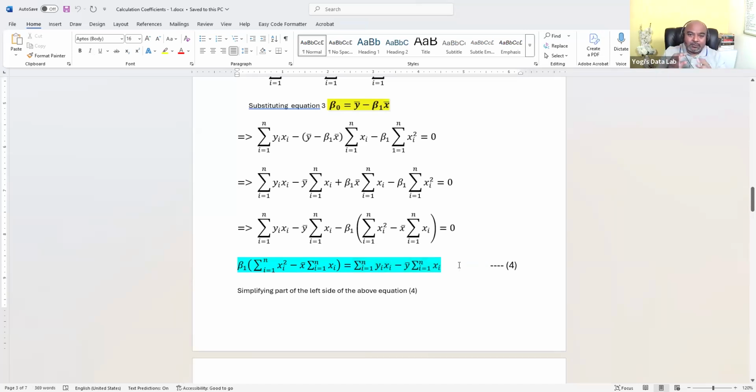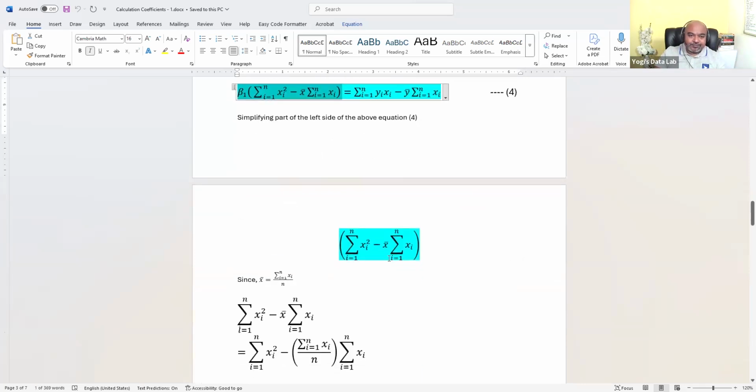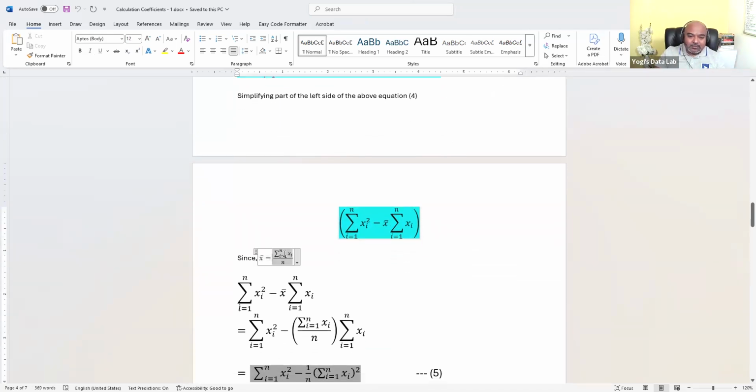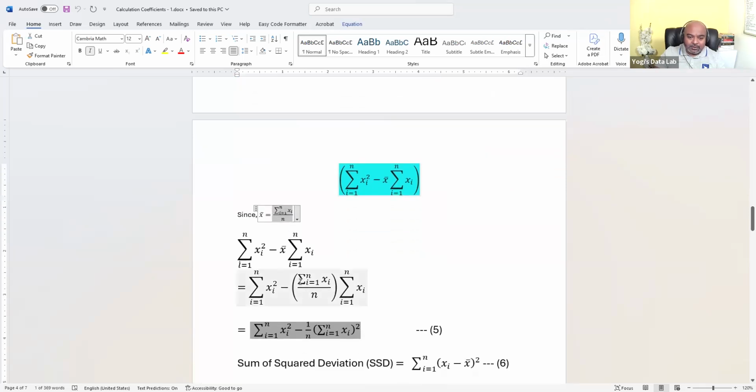Now this is looking a bit complex, so we'll break it down. Let us solve the left side of this equation. So I'll try to solve this part, beta 1 and this part. I'm picking up this part, summation i equal to 1 to n xi square minus x bar summation i equal to 1 to n xi. Now what is x bar? X bar is nothing but summation i equal to 1 to n xi by n. So we'll put that value over here.